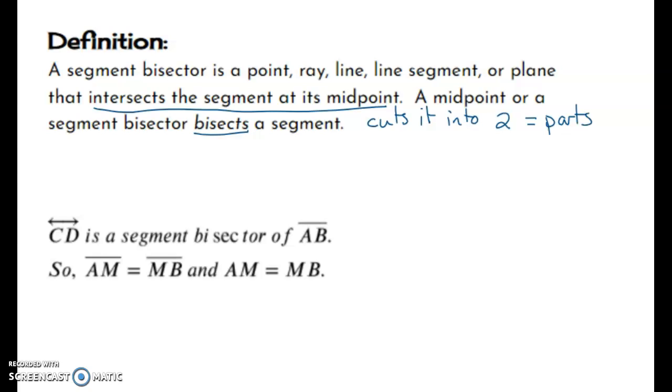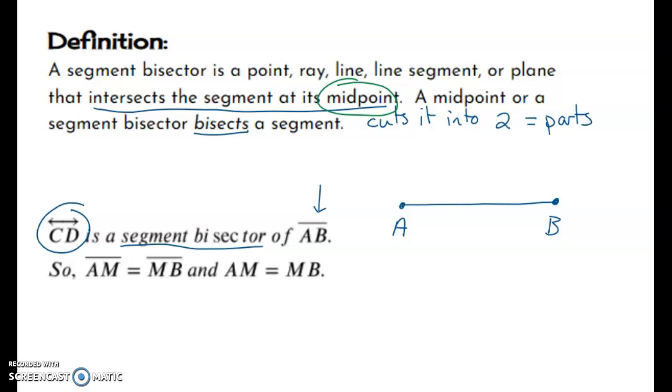So let's go ahead and draw what this is. It says line CD is a segment bisector of segment AB. All right, so we have segment AB. Let's go ahead and just draw a line segment and call it AB. Now it says CD, line CD is the segment bisector. So that means it is doing the cutting. Now remember, it is bisecting it at its midpoint.